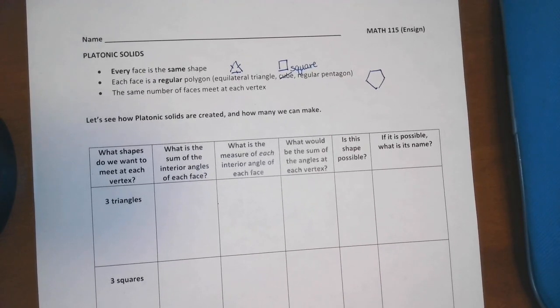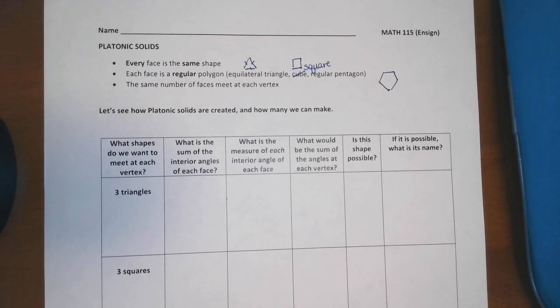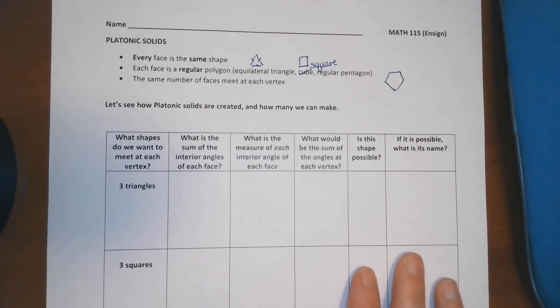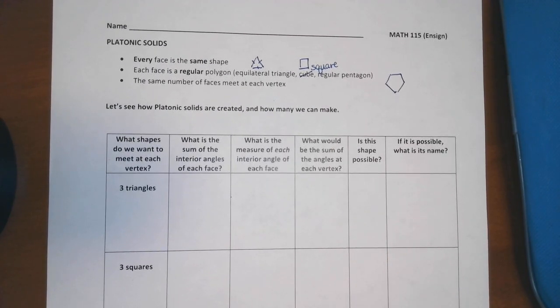So what we're going to talk about today is why it is that we only have 5 Platonic solids. We're going to look at the numbers behind it, at the values of the angles, okay? You do not need to be able to recreate all of this on your own, but I do want you to understand in general why we can't just make an infinite number of Platonic solids.